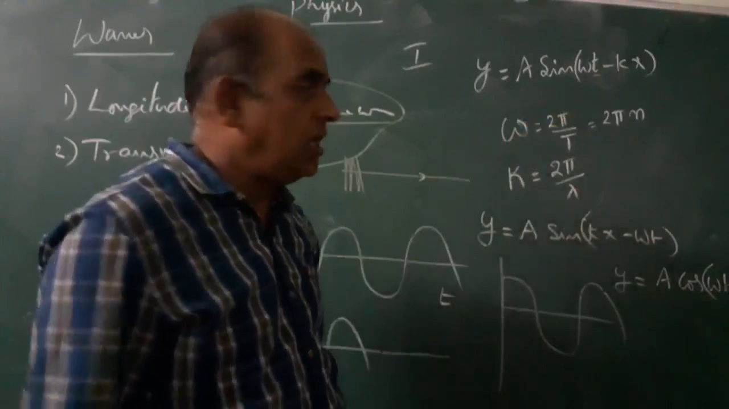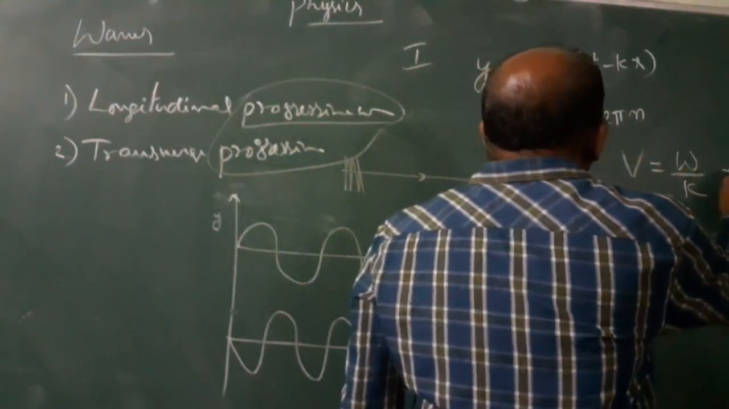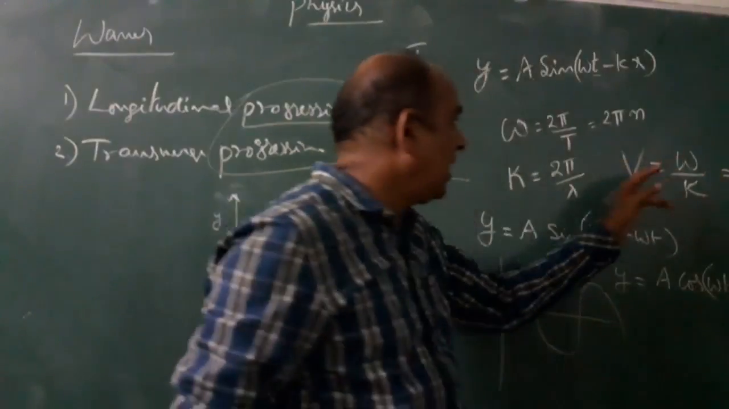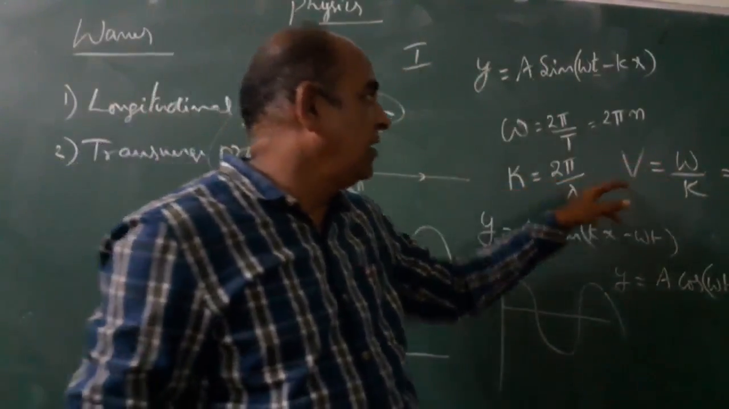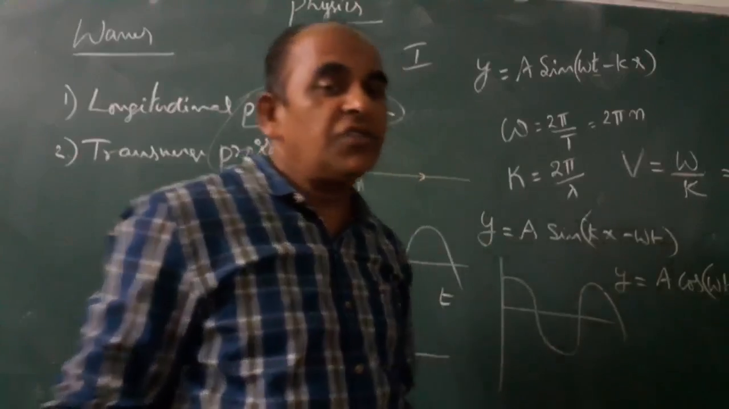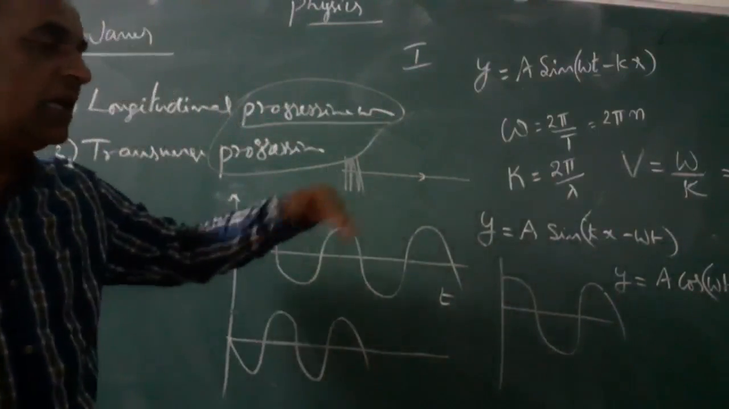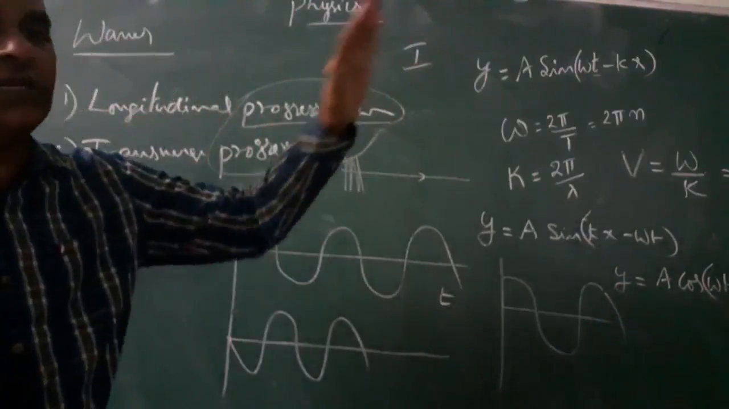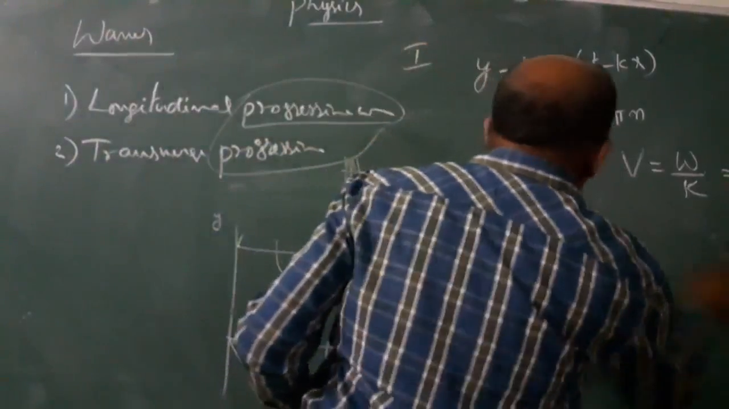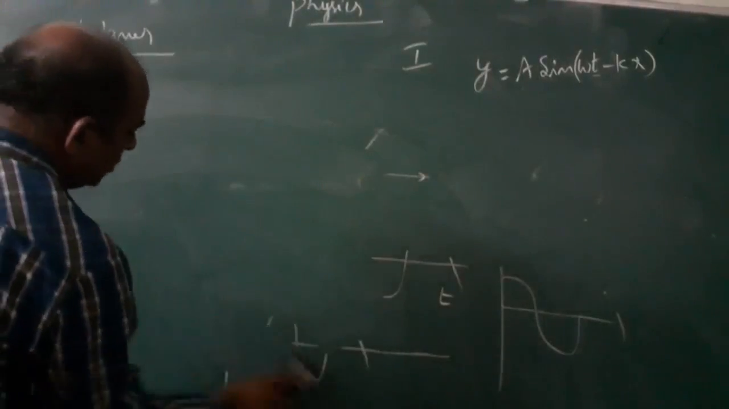From this equation, the velocity of the wave v = ω/k = nλ, because ω is 2πn and k is 2π/λ; the 2π cancels, giving nλ. That is the velocity of the wave. The velocity of the particles is different. The wave is traveling in the infinite medium. So, first topic: representation of a progressive wave.